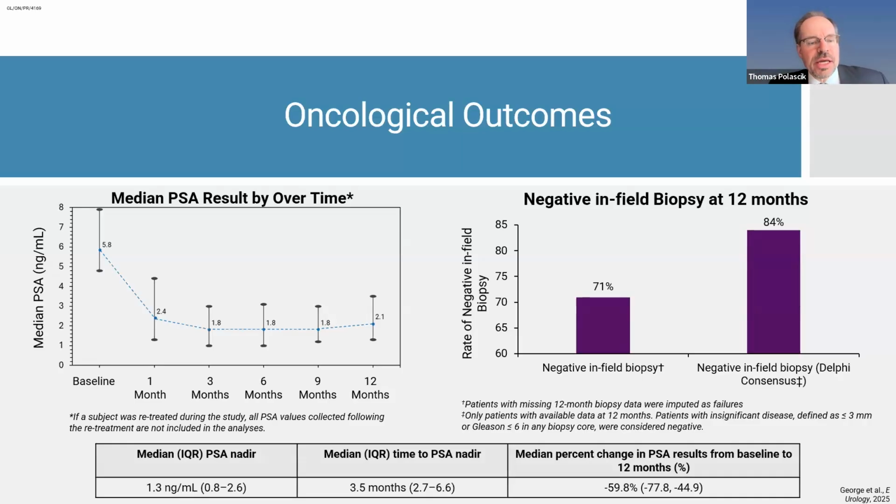So the median PSA nadir was 1.3, median time to PSA nadir 3.5 months, and the drop overall was about 60%.